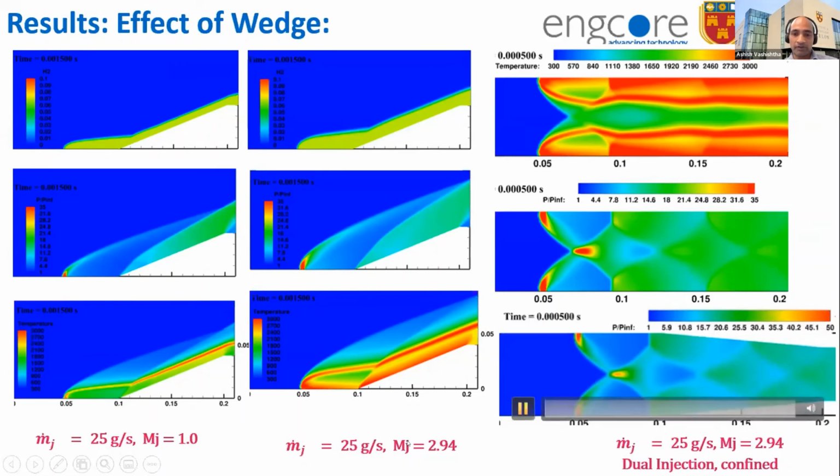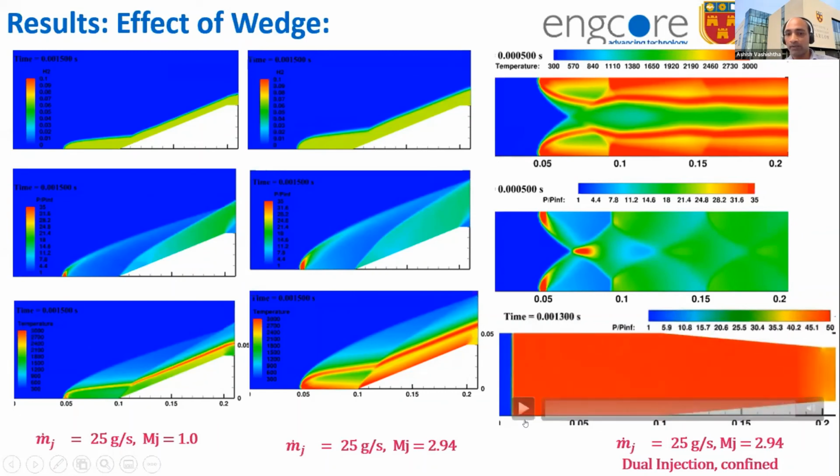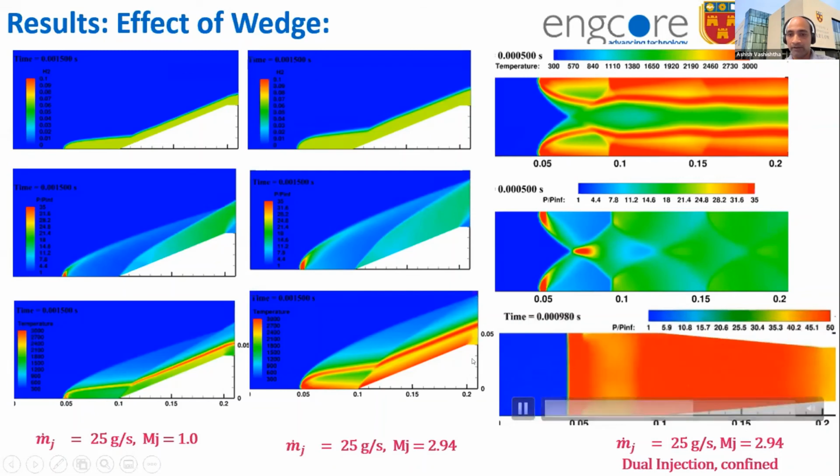Then in another attempt, I introduced a confined domain where I used dual injection of hydrogen, which initiates the detonation, as you can see in the non-premix zone. But it then travels forward as a blast wave because there is no hydrogen available in the incoming flow.